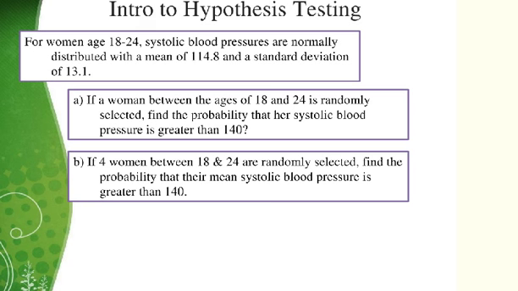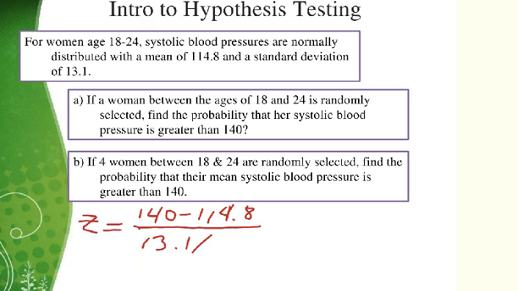Now let's look at Part B. Here we're selecting 4 women. That's our sample size. We want to find the probability that their mean blood pressure is greater than 140. So let's find the z-score here, but of course in this case, since we're dealing with a sample, the formula is slightly different. We take our 140 minus the mean, 114.8, but this time instead of dividing by the standard deviation, we divide by the standard deviation itself divided by the square root of our sample size.